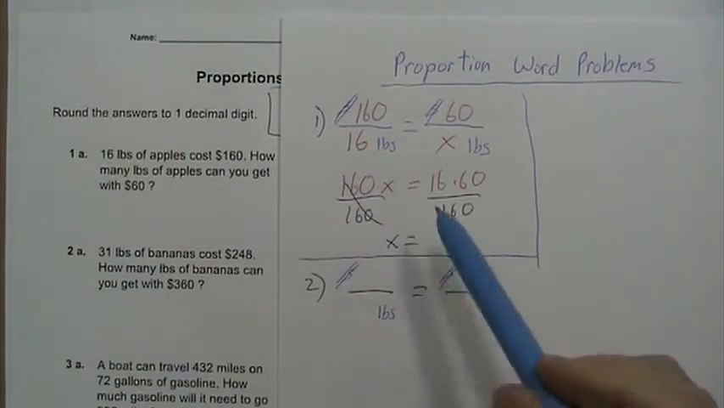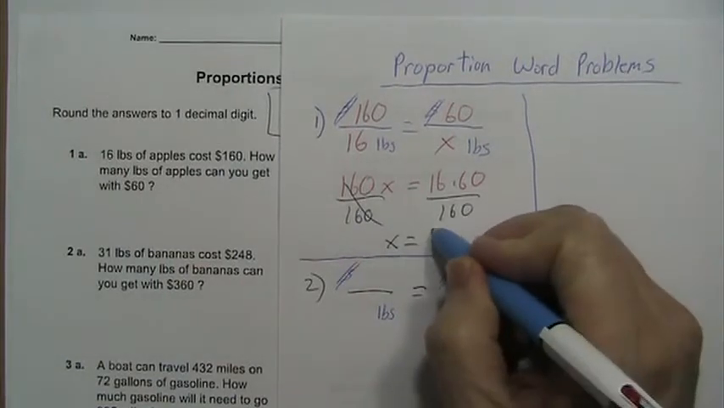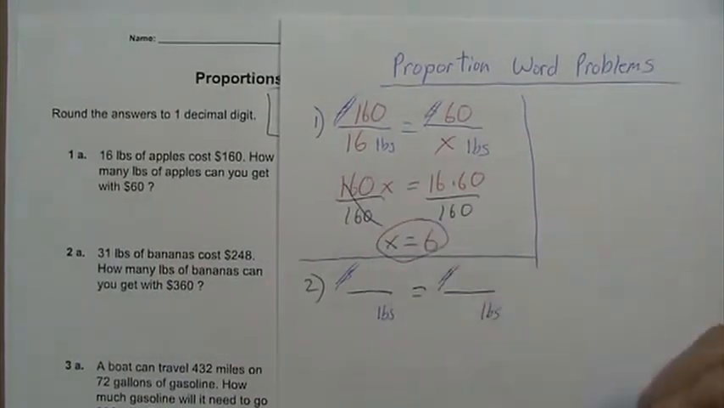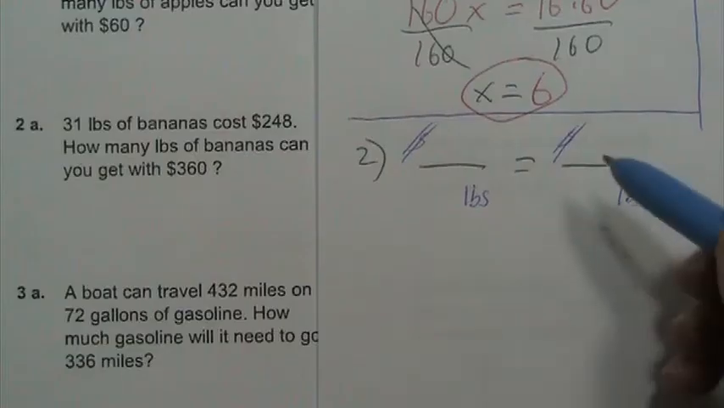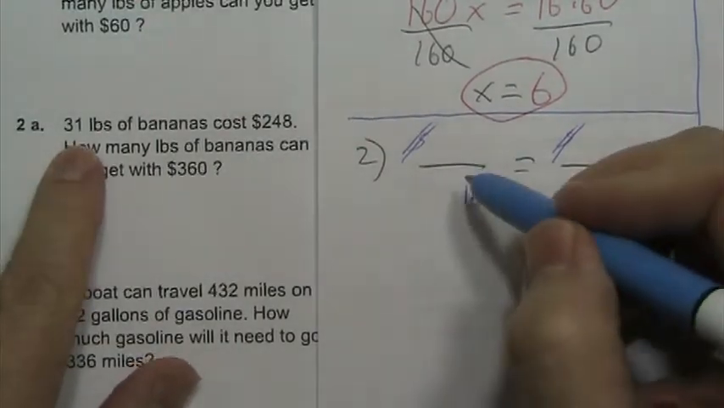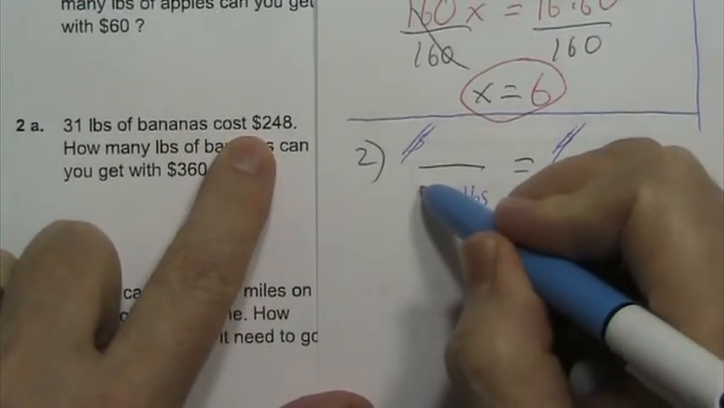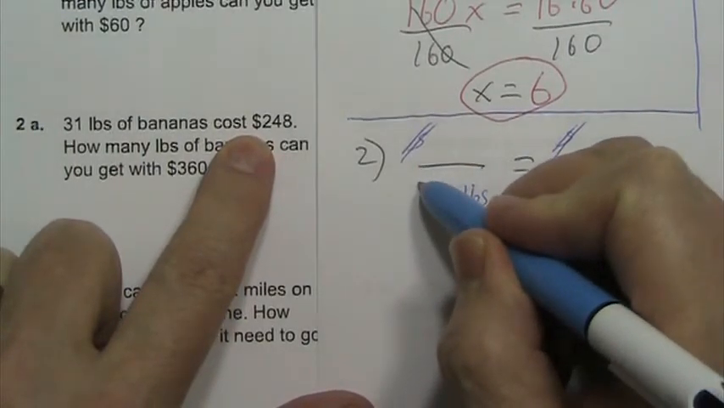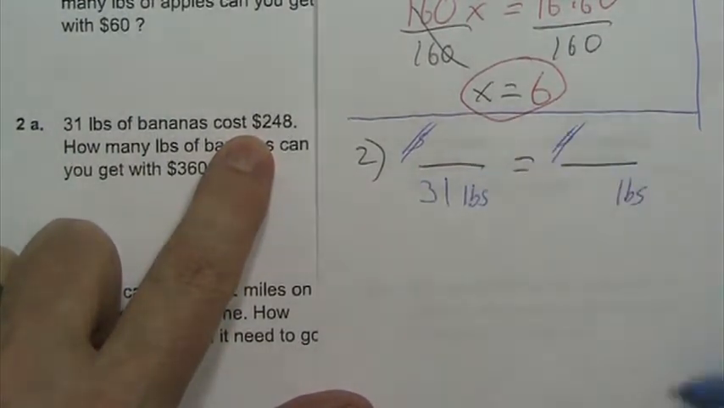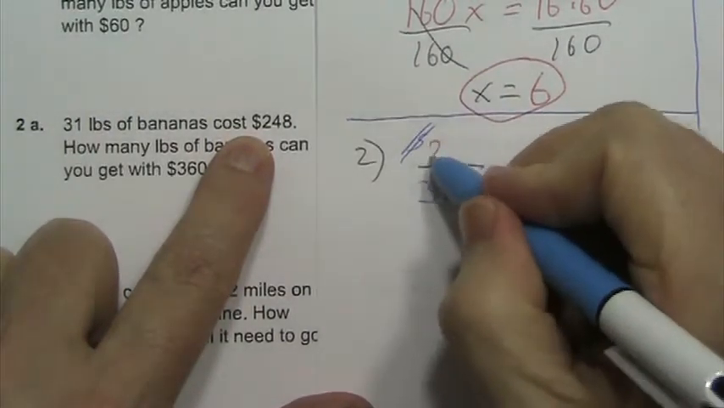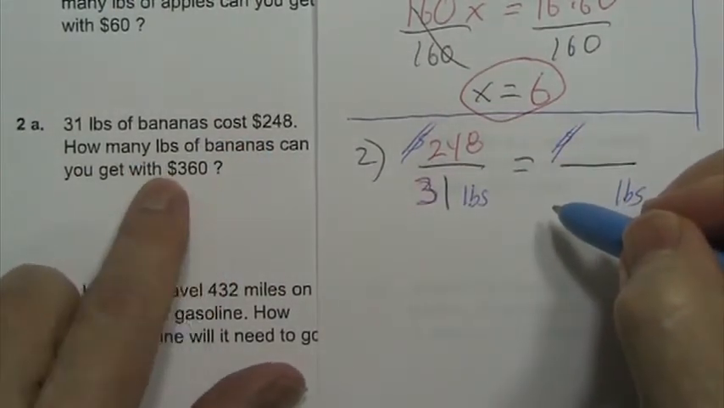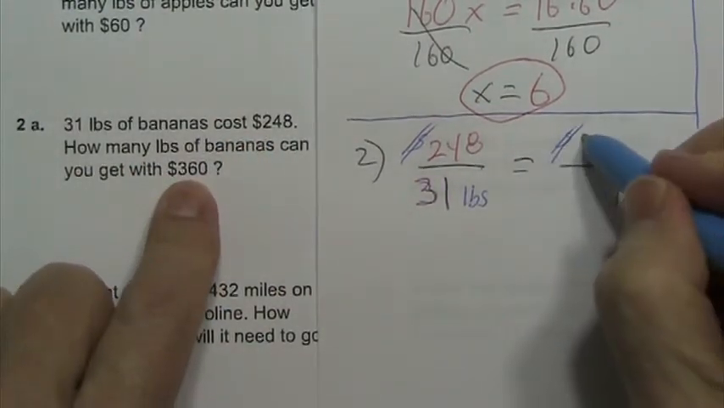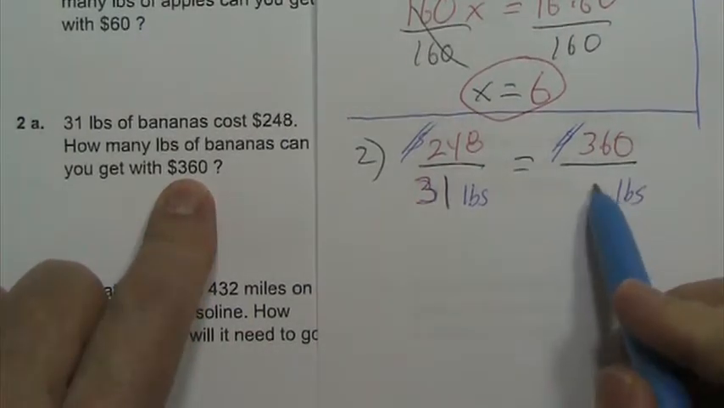Okay, last time I did number 1 with you, and the answer came out to be 6. Number 2, we have 31 pounds with $248. Sorry, got confused here. So 31 pounds cost $248, and we want to know how much for $360. How many pounds can you get?